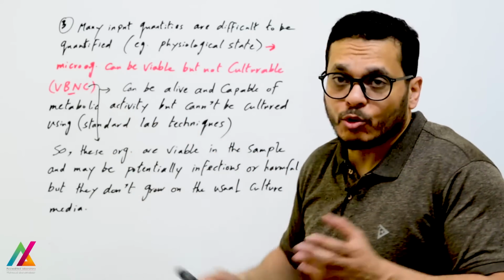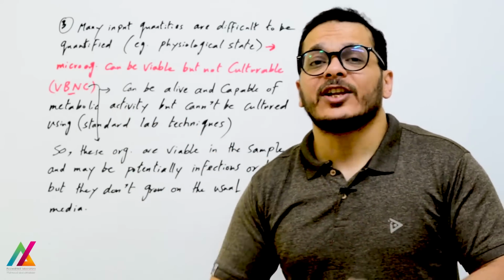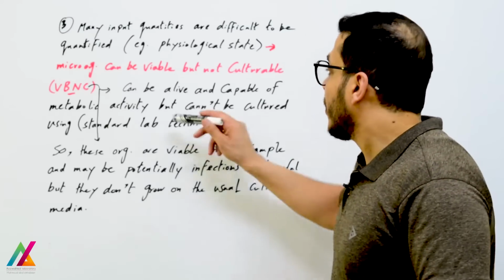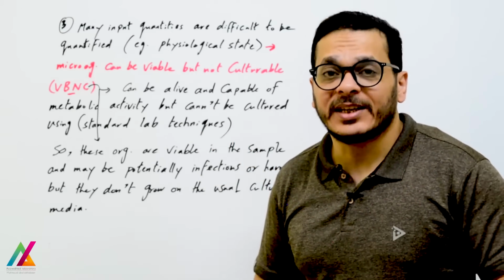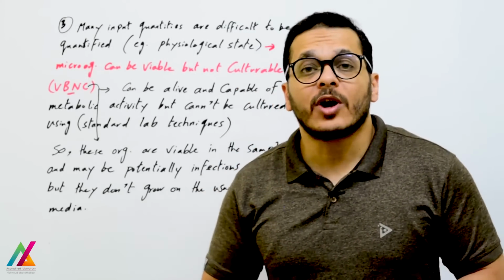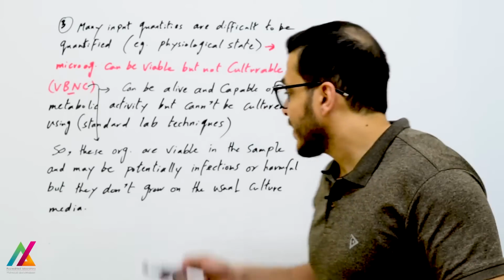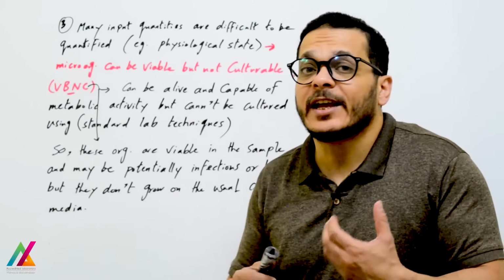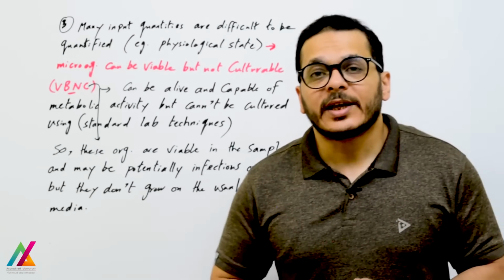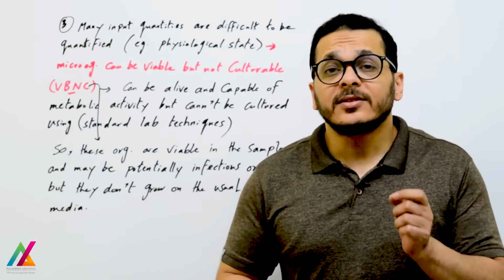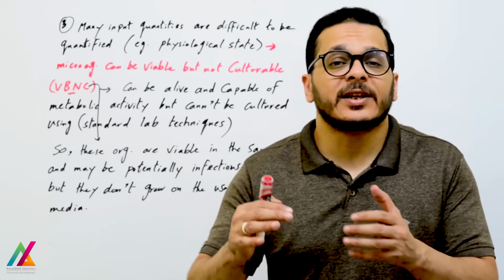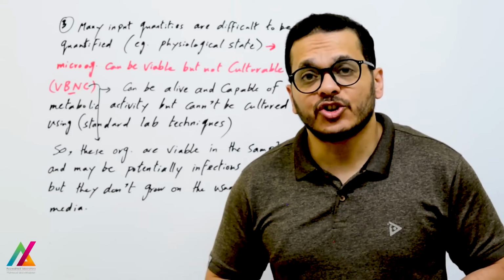As I explained before, they can be largely variable. As an example of that, microorganisms can be viable but not culturable. That means they can be alive in the sample and capable of metabolic activity, but cannot be cultured using standard lab techniques. So these organisms are viable in the sample and may be potentially infectious or harmful, but you cannot detect them because they don't grow on the usual culture media. You should know that traditional culture-based methods may underestimate the presence of some microorganisms in a given environment, so you need different or more advanced techniques than traditional culture-based methods.